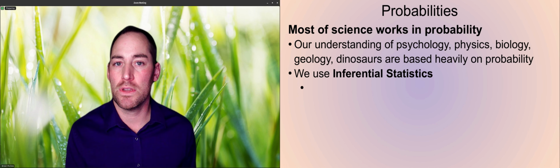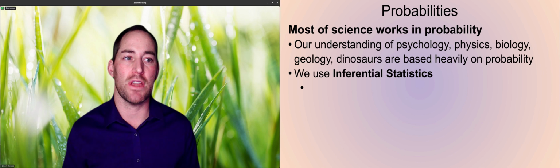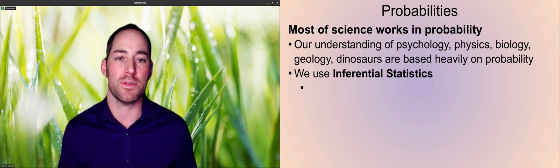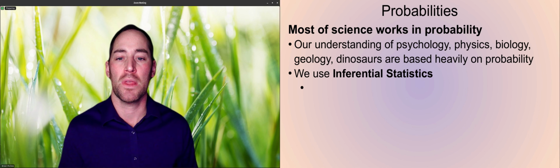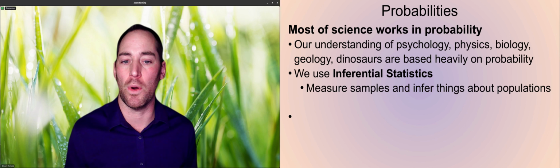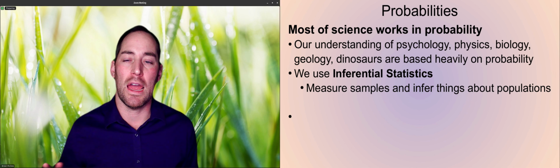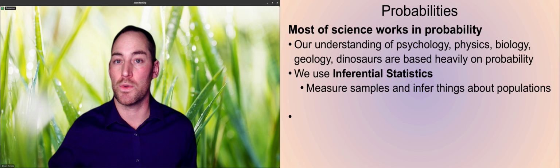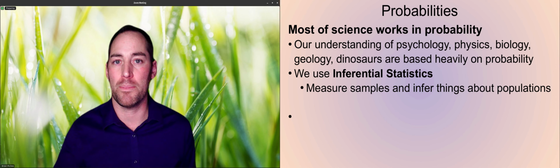When we're using probability, when we're making predictions that it's most likely that this will happen, or it's most likely that this happened, or it's most likely that these go together, we often use what's called inferential statistics. And we've mentioned these before. Essentially, we measure a sample and then we infer something about a population.